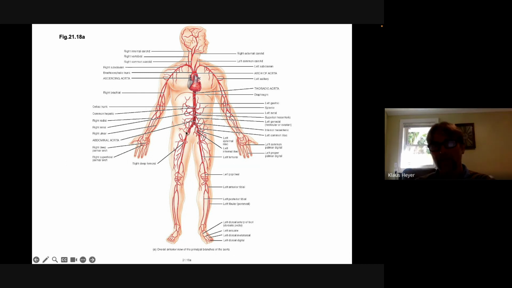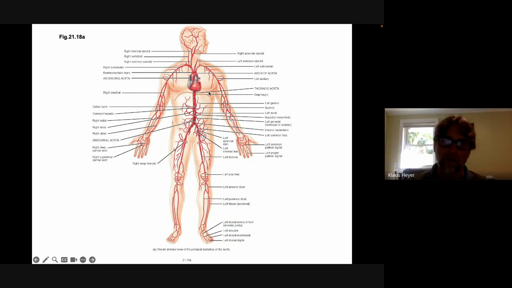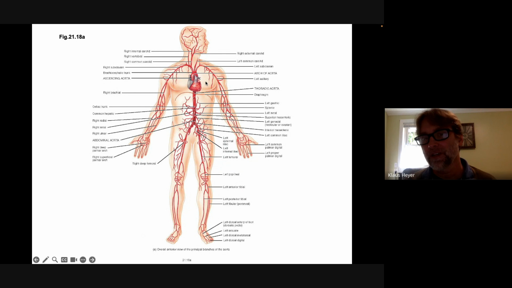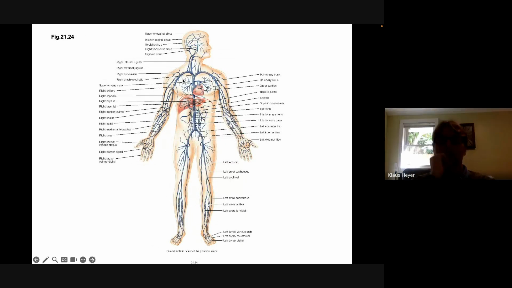And then it splits down here into the iliac arteries, and then it goes down your leg. The big ones are named after the bones, like femoral, tibial, and popliteal for the knees. So that's all the systemic. You notice the lungs aren't here, right? The blood that's going to the lungs is deoxygenated, so that's different. These are all the veins coming back.